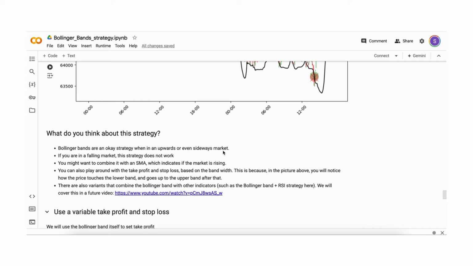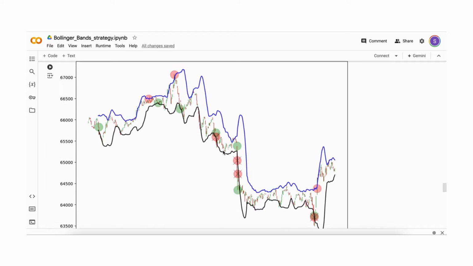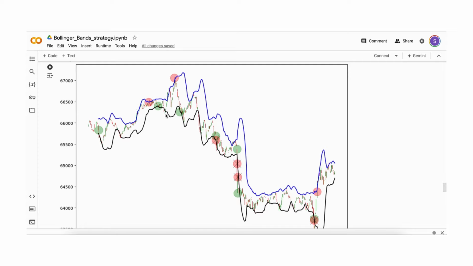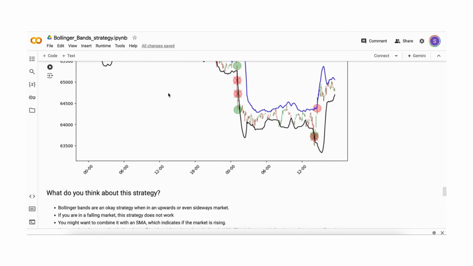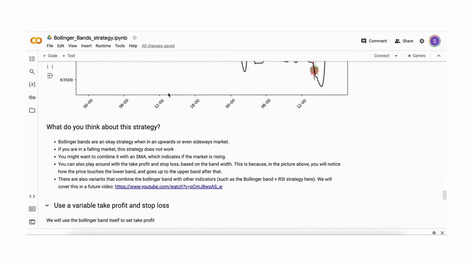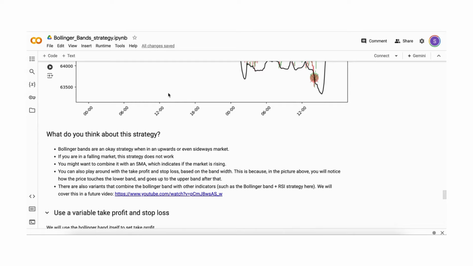And finally, I think that we do see reversals when we hit the lower Bollinger Band, and we might be able to be more clever on how to take advantage of these reversals by using a proper take profit and stop loss, which was my attempt with the variable take profit and stop loss, but that may be something we can improve on. There are some variants of the Bollinger Band strategy. There is a popular YouTube video which talks about using the RSI in combination with the Bollinger Band strategy. That is something that I do want to test out in a future video.